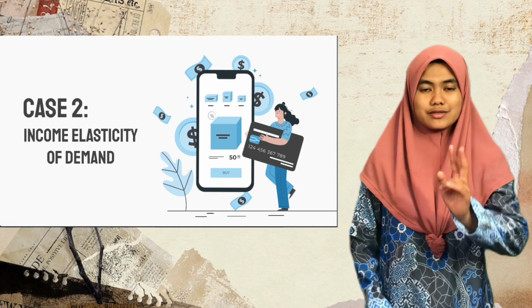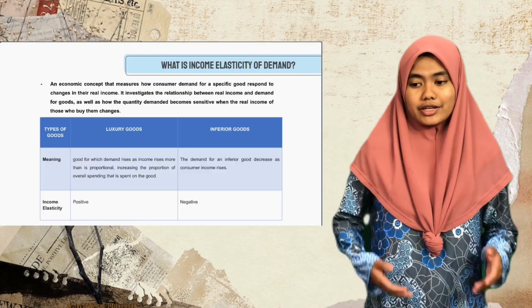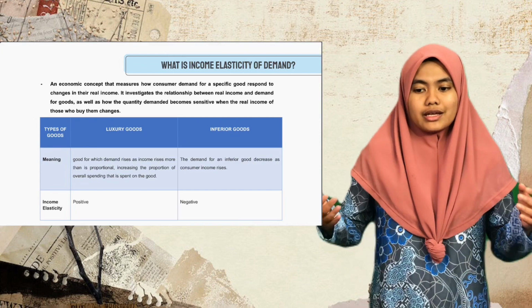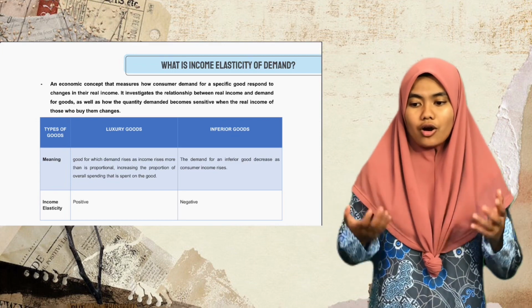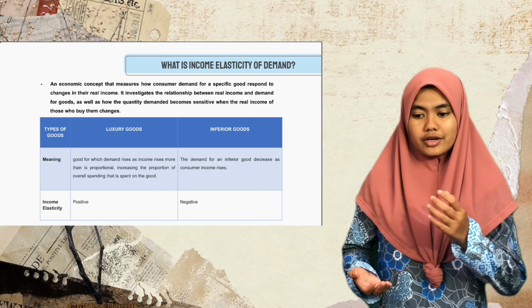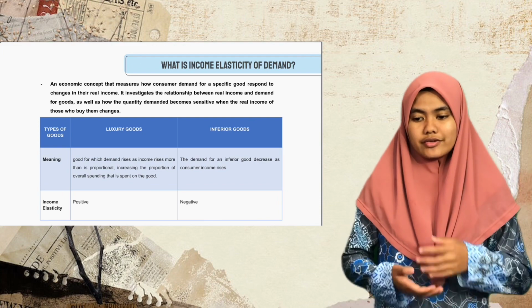So today I'm going to present to you the income elasticity of demand, which is case 2 of the assignment. So, what is income elasticity of demand? Income elasticity of demand is an economic concept that measures how consumer demand for a specific good responds to changes in their real income.